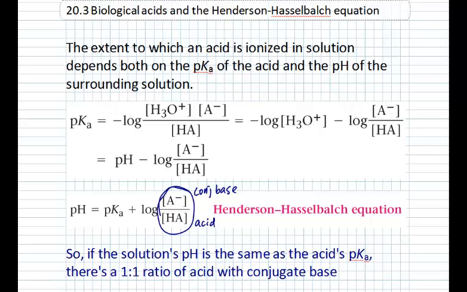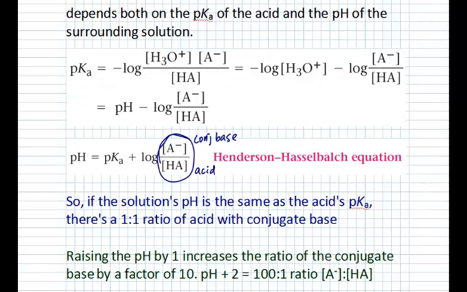So if I have a solution whose pH is the same as the acid's pKa, say I have an acid pKa of 5, and I put it in a solution buffered to pH of 5, pH of 5 equals pKa of 5 plus it has to be log of 1 to 1 because log of 1 is 0. So solution's pH is the same as the pKa. There's a 1-to-1 ratio of acid and conjugate base, meaning right around half of the acid will be ionized. It will be deprotonated. So you'll have a mixture of, for instance, acetic acid and acetate, 1-to-1 if your pH is right at the pKa.